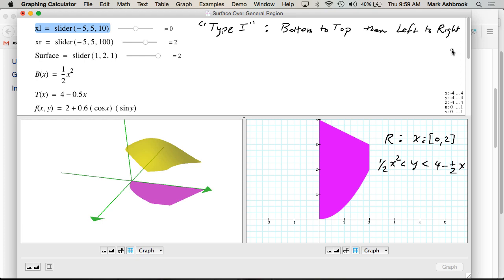So what is the bottom of it? No, the bottom is not 0. The bottom is our 1/2 x squared, and our top is 4 minus 1/2 x. So bottom to top is what? dy first, and then dx last. This is what we mean by type 1 integral. Bottom to top, then left to right.